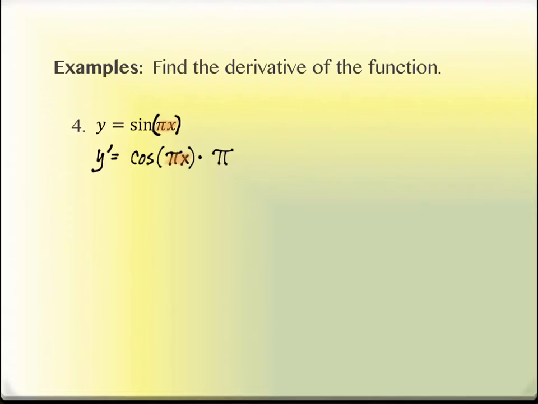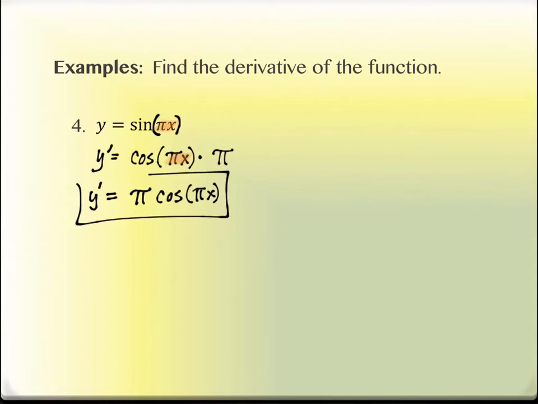There's really not a ton of simplification to do. We would typically see the pi written at the beginning and then the cosine of pi x written second. Not a super important thing, but it clears up the fact that we want to make sure we understand that the pi is multiplied by cosine, not by pi x. Okay, so that's why the pi is written at the beginning.